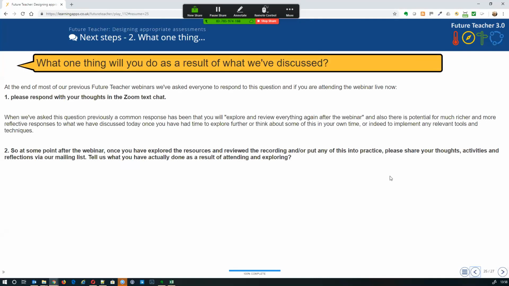The one thing we always ask people to do before they leave is just to share in the text chat one thing you would do as a result of what we've discussed today. There's usually a lot of things that we've discussed and a large number of possible activities, even more so possibly today than some of the other webinars we've done. So try to be unique. Yes, of course, you revisit the learning object, but we'd like to hear the very specific things you might do as a result of what we've discussed.